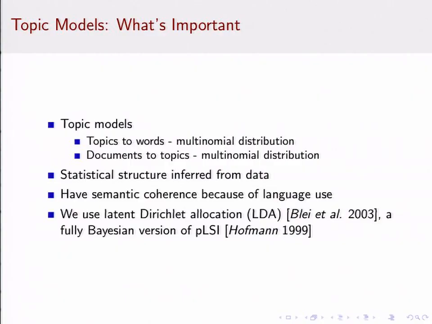So topic models, just to recap, give you 2 outputs, a connection between topics and words, and a connection between documents and topics. And both of these are just multinomial distributions.